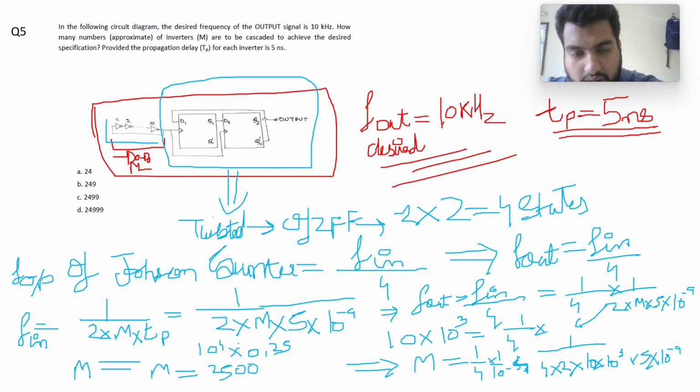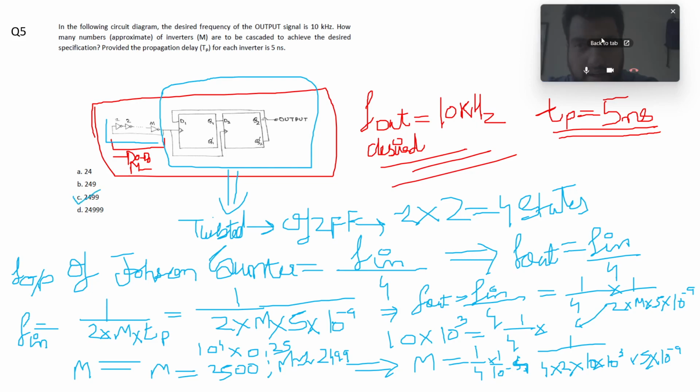so that implies m equal to 2500. But m can't be an even number, as with even numbers of inverters cascaded, we are not having a clock, it won't generate a clock. So we need m to be odd, then only we can have the proper clock formation. And the closest number from the options to this 2500 is 2499, so we can just say that with the approximation m equal to 2499. So option C will be our correct answer.